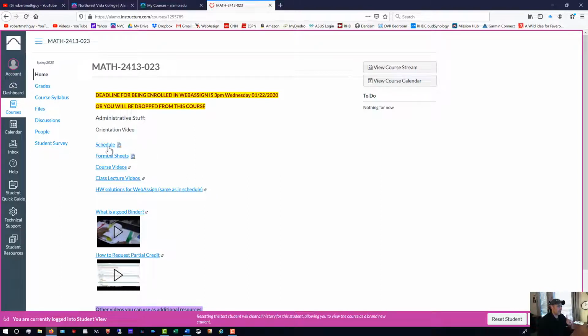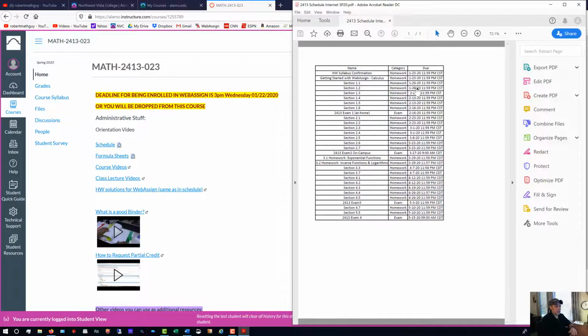Your schedule, this is a very important document. So again, remember I'm looking at the Cal 1 class here, so this will be different for Cal 2 and Cal 3. The schedule, I'm going to go ahead and open this up right now. I recommend you just print this out and stick it in your binder, which you'll have to keep for the class. I'll talk about that later.